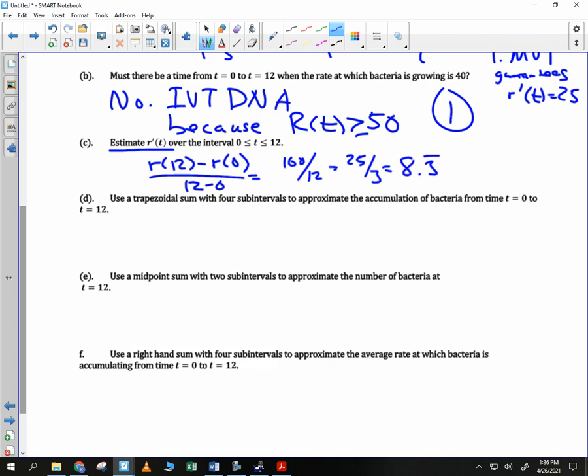And you should have a label here. If you didn't put it, that's okay, but you definitely do want bacteria per, is it hour or hour squared? Hour squared. They will want the label on the AP exam. If it's not there, they will mark it wrong.